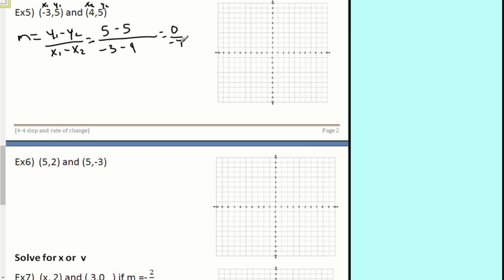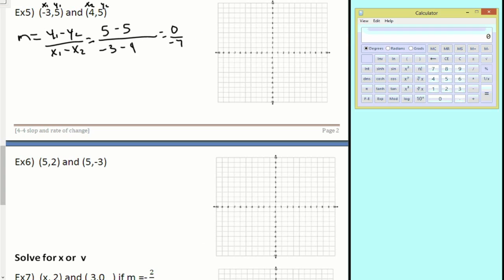Okay, so 0 divided by negative 7. This is kind of weird. So what is 0 divided by negative 7? Well, if you can get a calculator out, go ahead and try this. And since you're on a computer, you probably do have a calculator out.